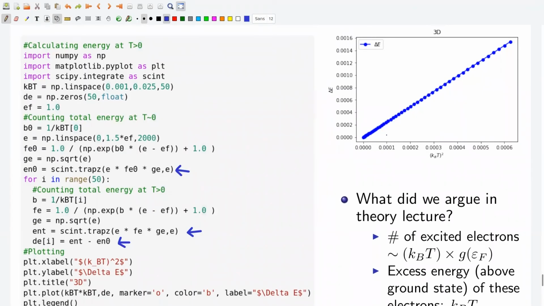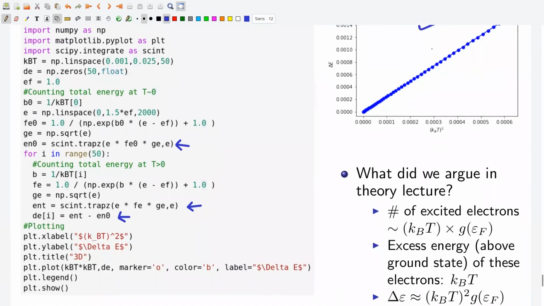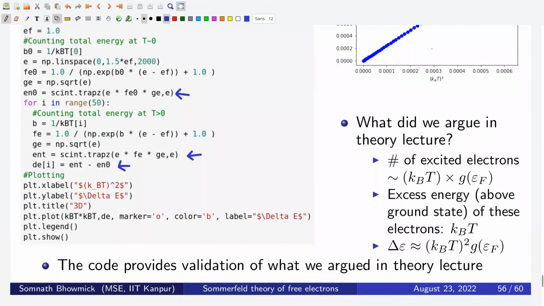Clearly, delta E is a quadratic function of temperature. Let us go back to what we argued in the theory lecture. The number of excited electrons is given by kBT times the density of states at the Fermi energy. Now, the excess energy above the ground state of these electrons is kBT. Thus, delta E is kBT times G of F times kBT, that is kBT squared times G of F.